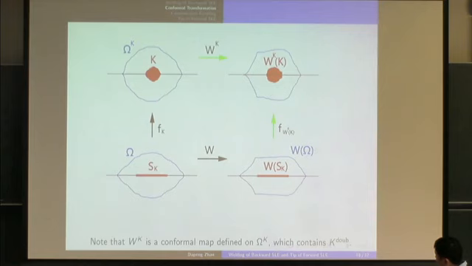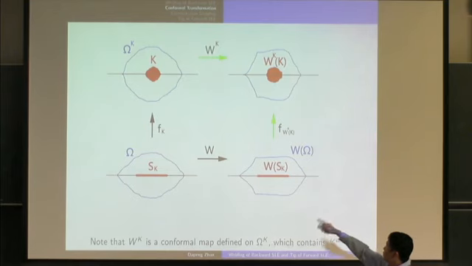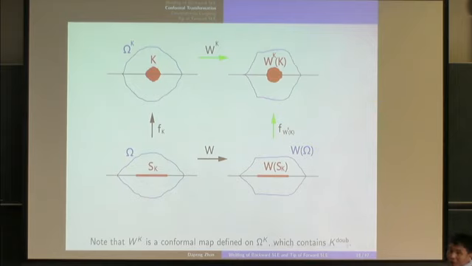Okay, I'll use a picture to explain this theorem. At the beginning, we have Omega, S_K and the W. We also have K. Since we know K, we also have the f_K image. So we have three pictures. Now the top right picture is unknown. So the theorem says that you can find a conformal map W_K defined on Omega_K, which contains the K double, which makes the diagram commute.